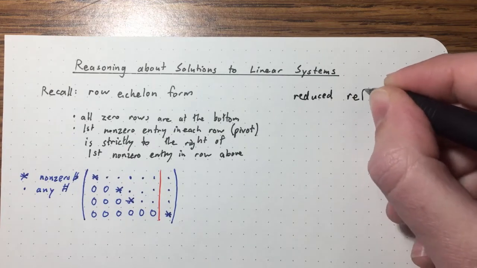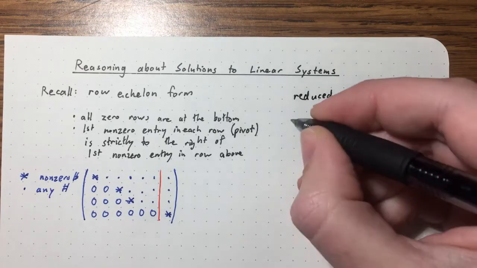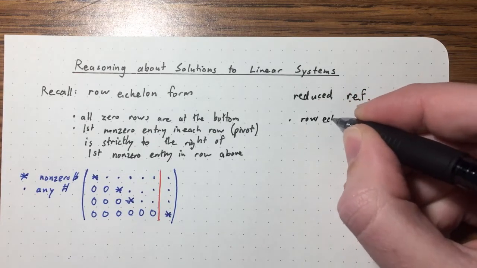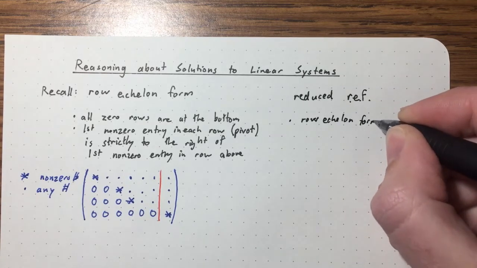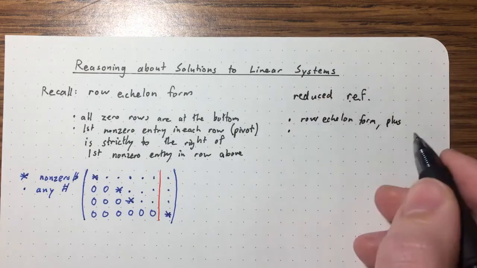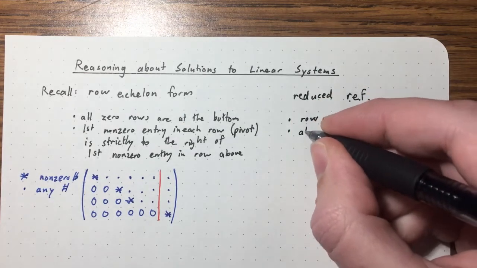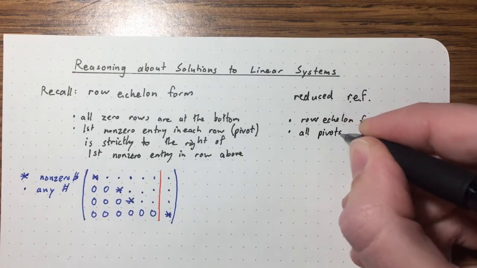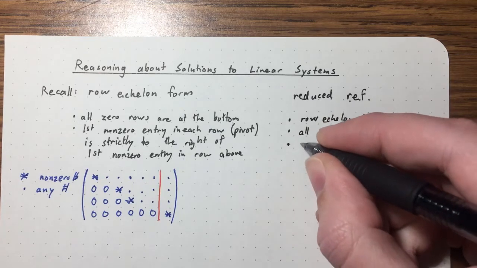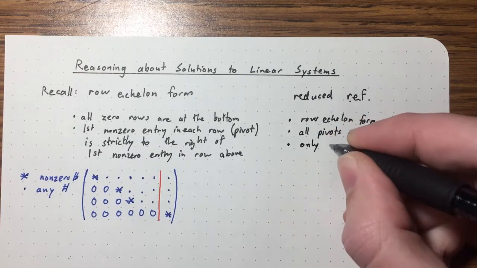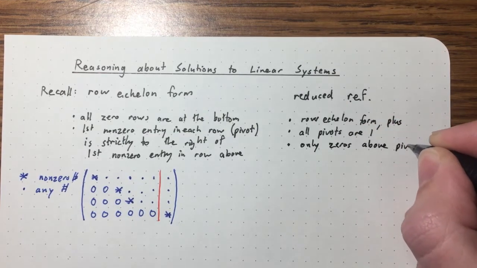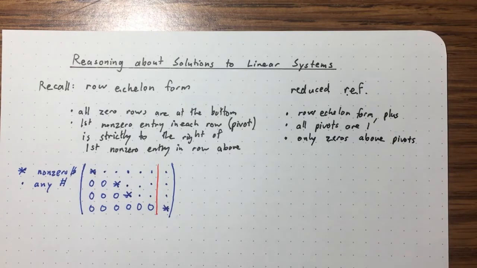Okay, and then we also have the notion of reduced row echelon form. So what is the reduced row echelon form? So first of all, it's in row echelon form, plus two additional restrictions. So first of all, the pivots have to be 1, or the number 1, and we have only zeros above the pivots. Okay.